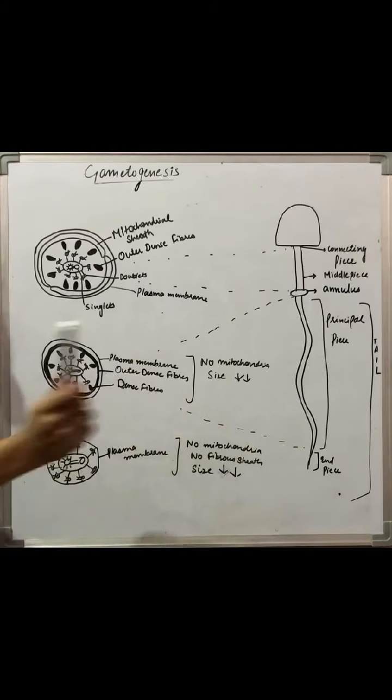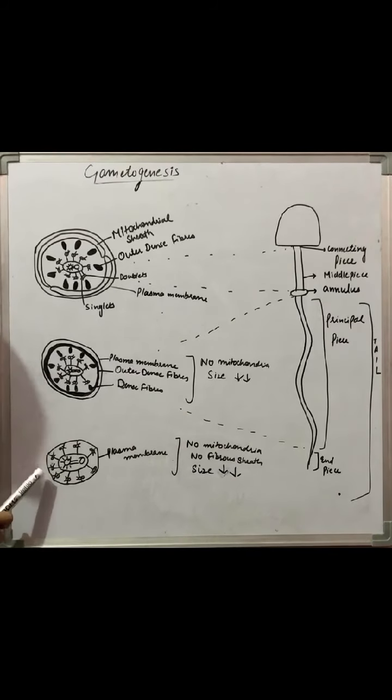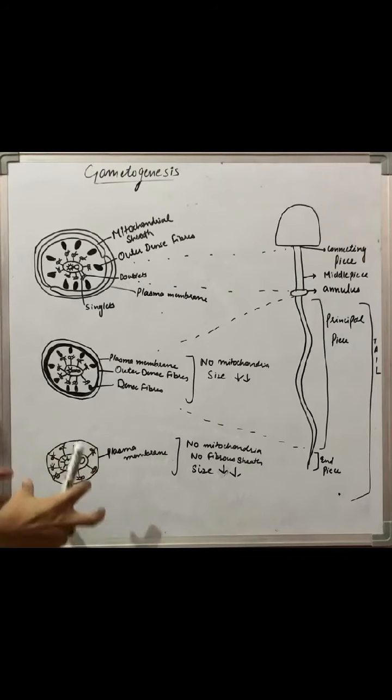So next is the end piece. You can see here it is just a normal flagellum-like structure. There is no mitochondria, no fibrous sheath, and the size is very much reduced. Only the plasma membrane is present.